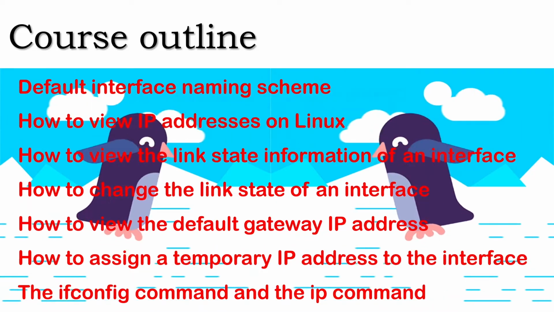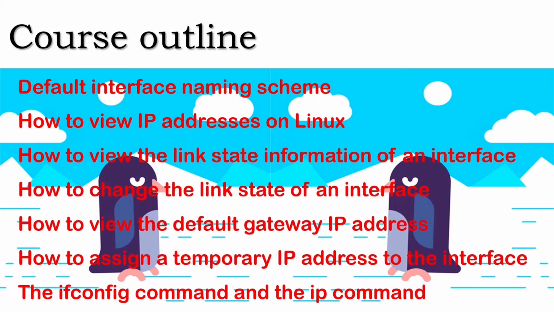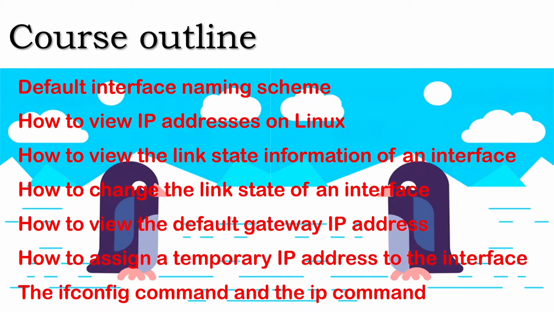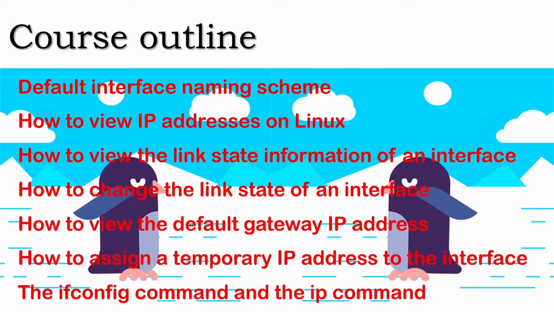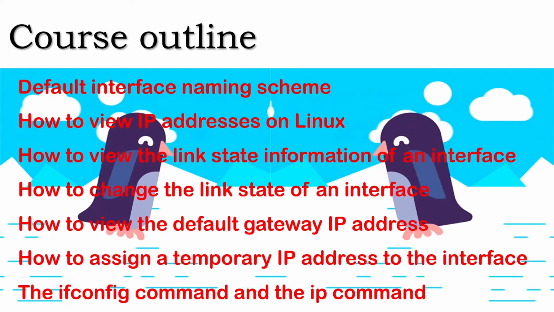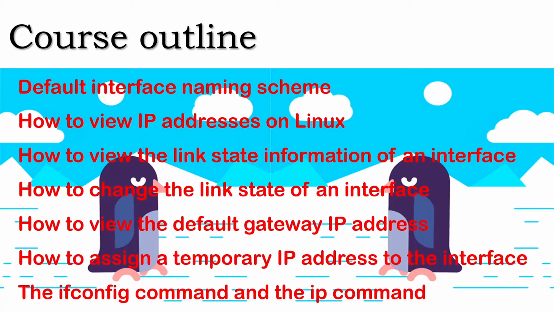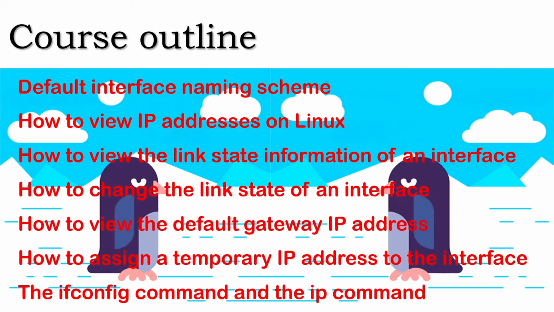In this video, first, we will learn the default naming scheme Linux uses for interface naming. Later, we will learn how to use the IP command to view, verify, and change network configuration for testing and troubleshooting purposes. Then, we will compare the ifconfig command with the IP command. We will use the RHCE virtual lab built in our previous video. The link for that video is given in the description.